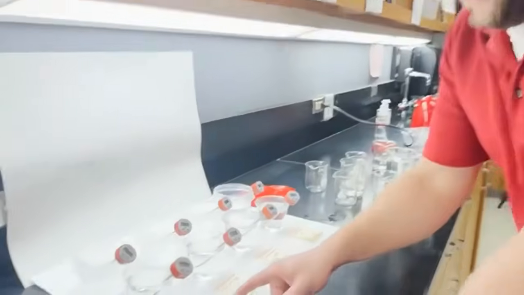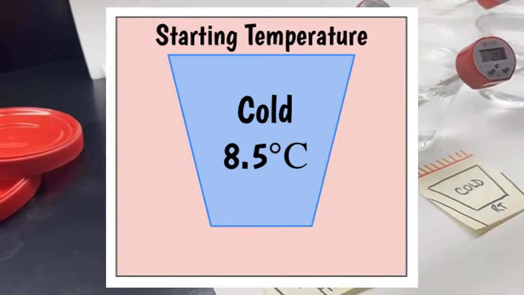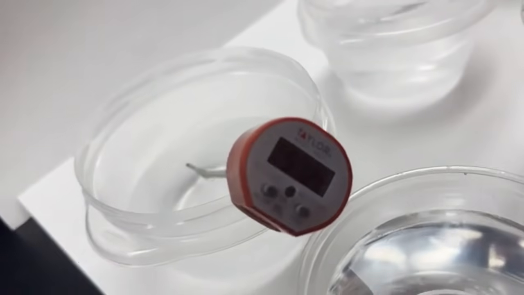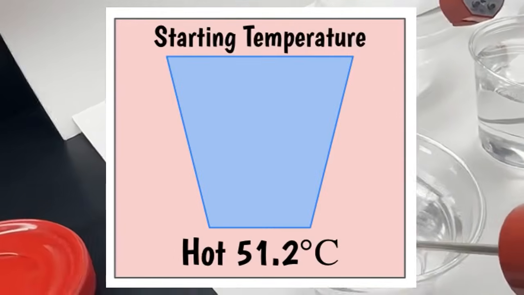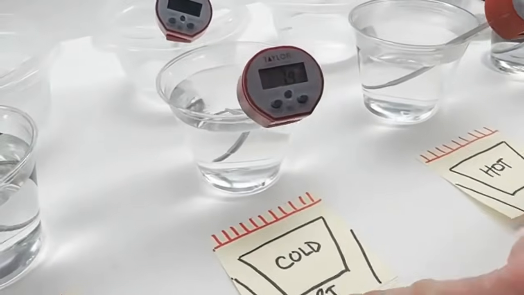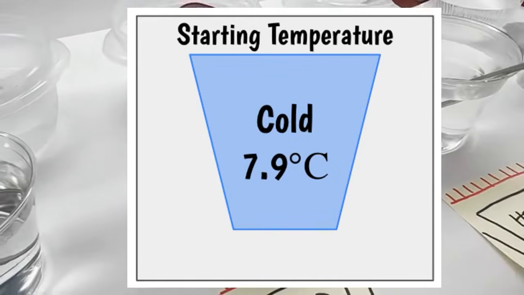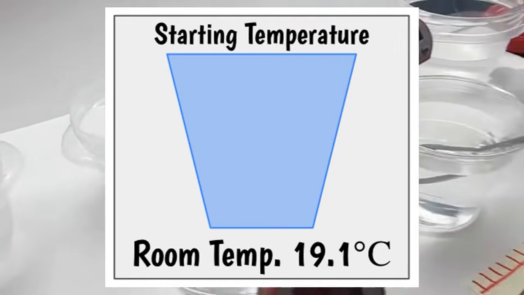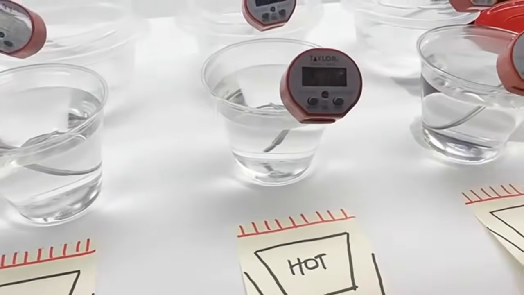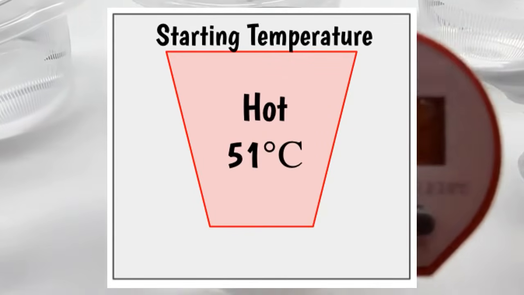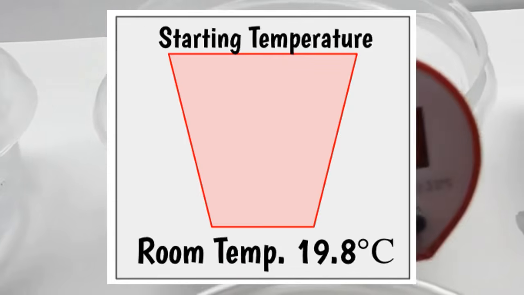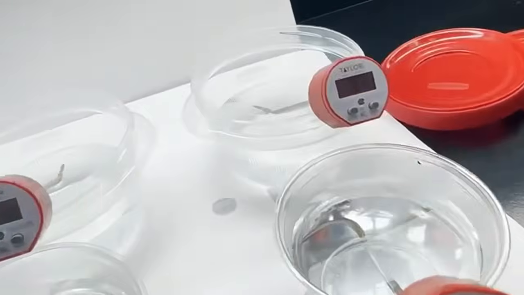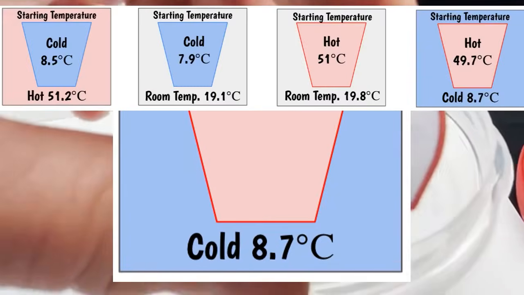All right, sixth graders, here is our cold water, and it's 8.5 degrees Celsius. In our hot water bath is 51.2 degrees. Okay, and then we've got cold water here is 7.9. The cold now is 19.1. Now we've got our hot water, we've got 51, and then cold water behind it is 19.8 degrees Celsius. Awesome. And then the hot water here is 49.7, and the cold water is 8.7. So this is our setup for the water baths.